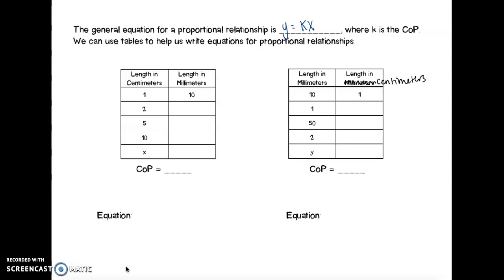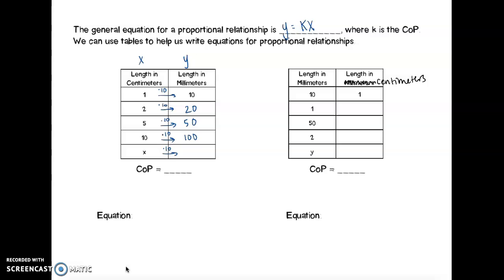So if we look at this first table on the left, we're going to say that the length in centimeters is x and the length in millimeters is y. And we know that in 1 centimeter there is 10 millimeters. So we know that 1 times 10 is 10. So I want to do the same thing with the rest of this table. I want to multiply everything on the left by 10 to get my answers in the right side of the table. And I know that 2 times 10 is 20, 5 times 10 is 50, 10 times 10 is 100.